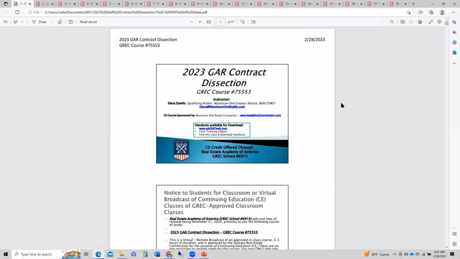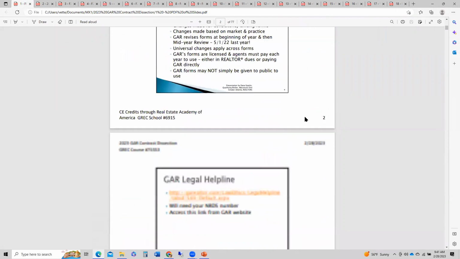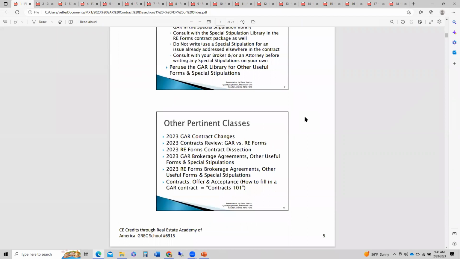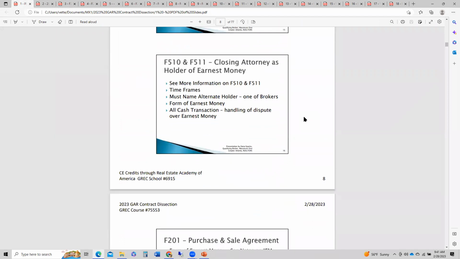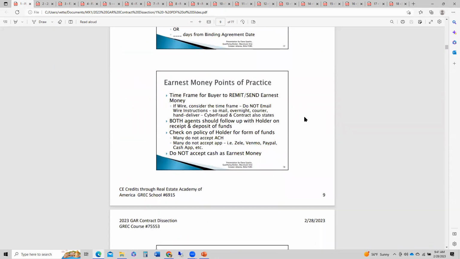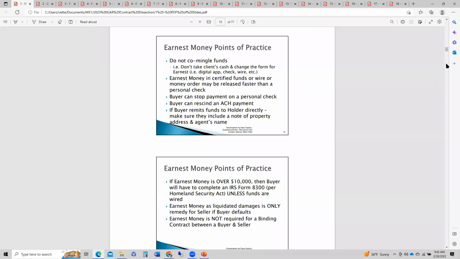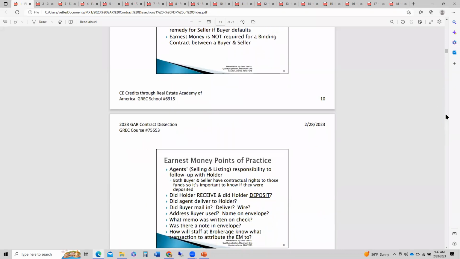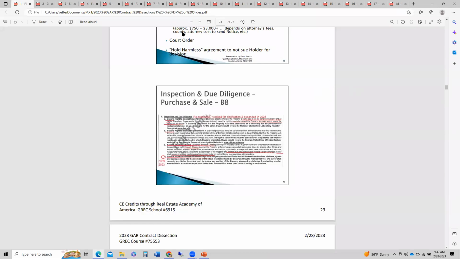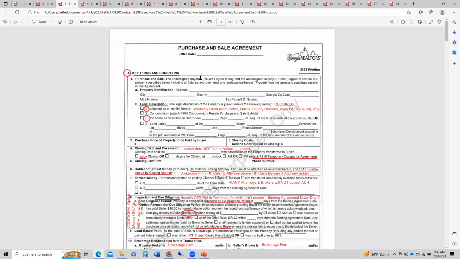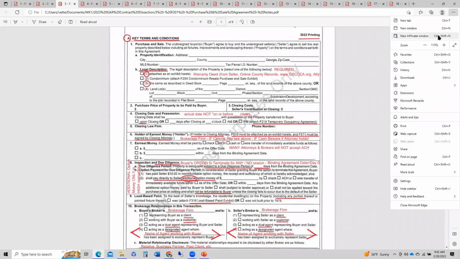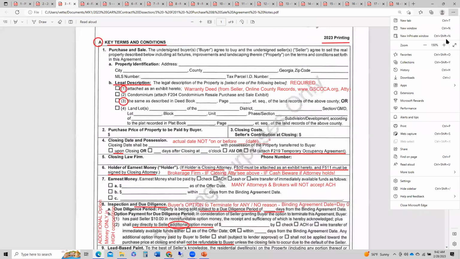Available in the handouts, and I'll go over that a couple more times, is this PDF of all of my slides. You will see all of the points that I'm going to cover, including just everything. There are 77 pages that cover all of my slides. Additionally, in the handouts, you will get the GAR table of contents, which I just printed out for you. Let me make this just a little bit bigger so you can see it.